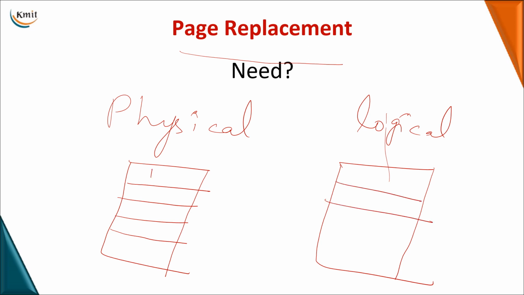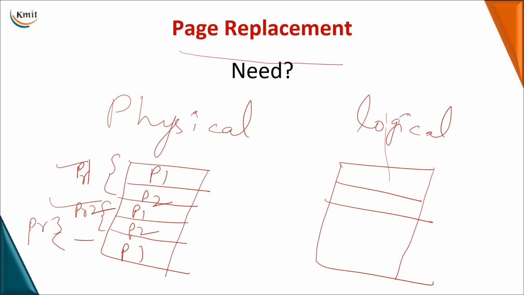Assume here I have two pages P1 and P2 which are related to process 1. Similarly, you have two more pages P1 and P2 which are related to process 2, and I have one page related to process 3. So you are not storing all the pages of any process onto the physical memory. And at a time, how many processes are present in the physical memory? 3. So the multi-programming concept is increased because of this virtual memory usage.